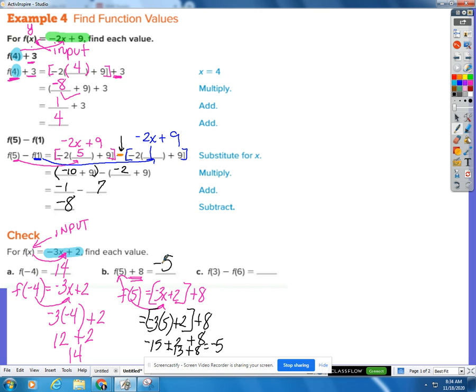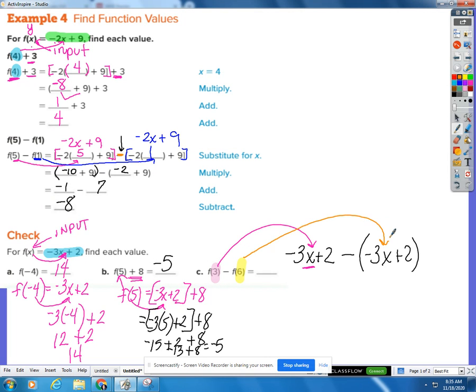In our third check, we're taking a function of 3 minus a function of 6. So for my first one, again, we're using that negative 3x plus 2. So I'm going to have negative 3x plus 2 minus another negative 3x plus 2. But in the first input, our x is 3. And in our second input, our x is 6.